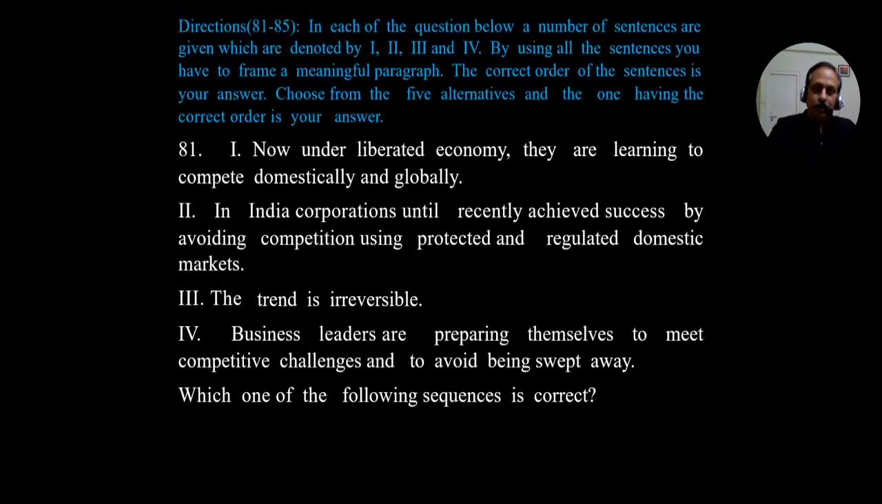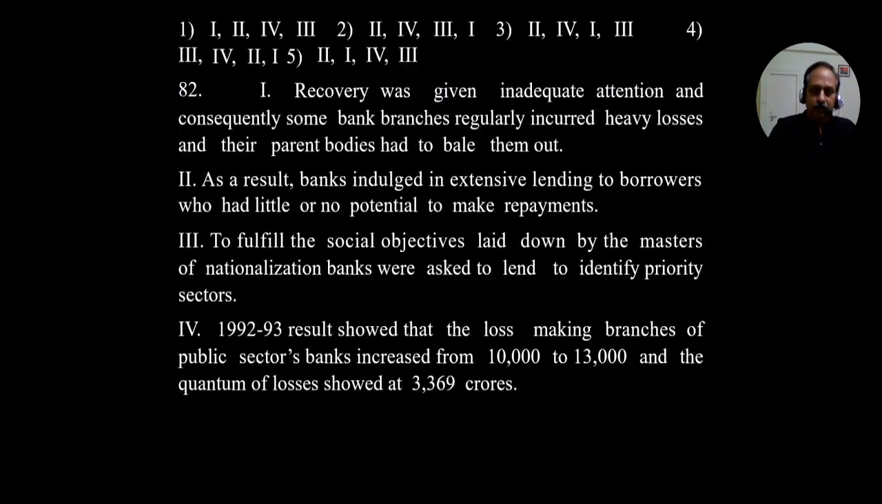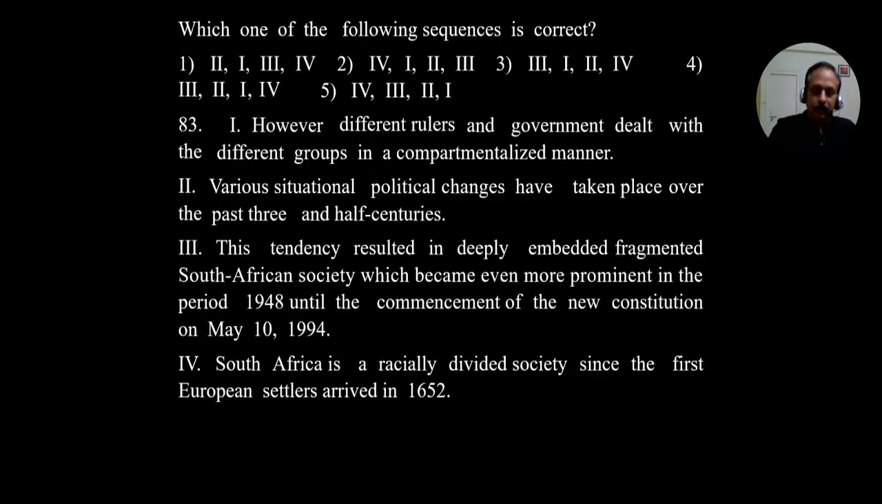And 81 to 85, I think these are para jumbles. Not one para jumble, I think 5 para jumbles, the correct order. Here there is one problem. 82, there is an issue, not correct, but other options are correct. Should not be a problem.